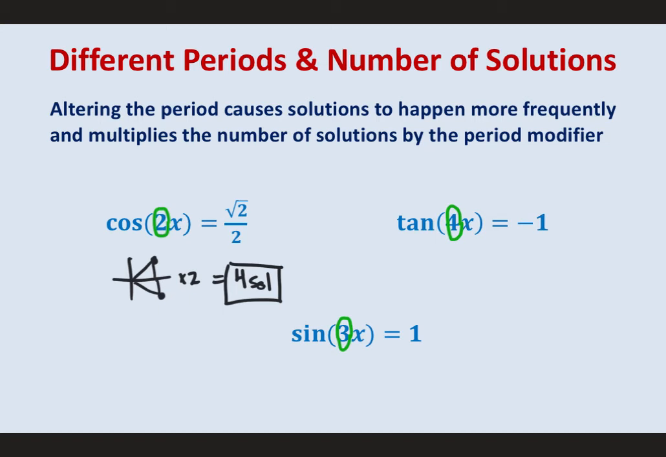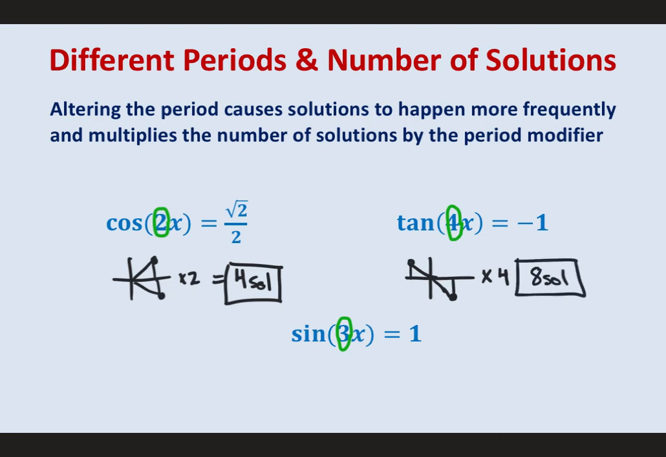Over here, we have tangent of 4x equals -1. So that would be 2 solutions where tangent is -1, in quadrants 2 and 4. Be careful on that one. That's when some people get mixed up. So that's 2 solutions times the period modifier of 4. So 2 times 4, this would be 8 solutions. All right, that's 8 solutions.